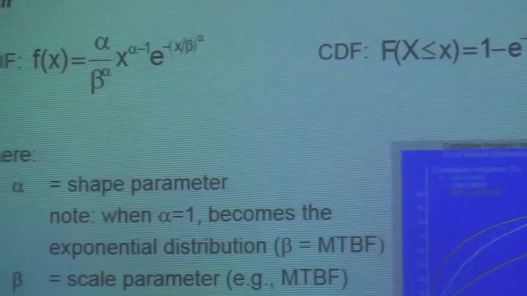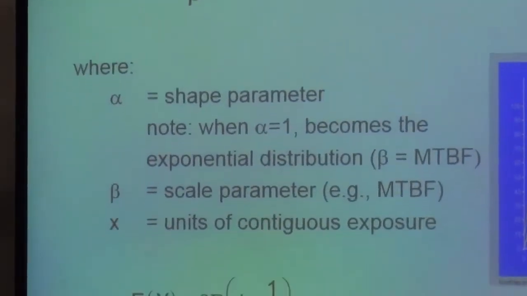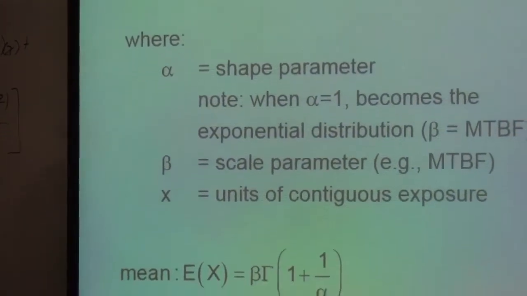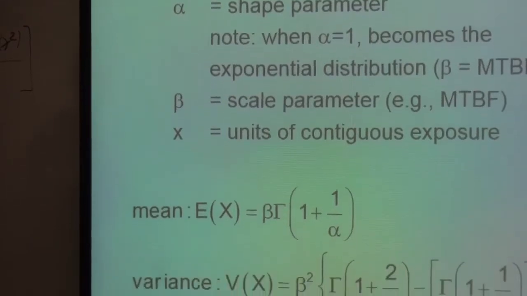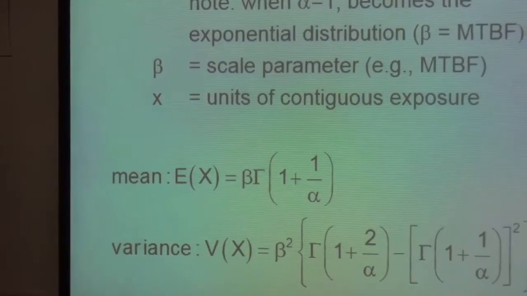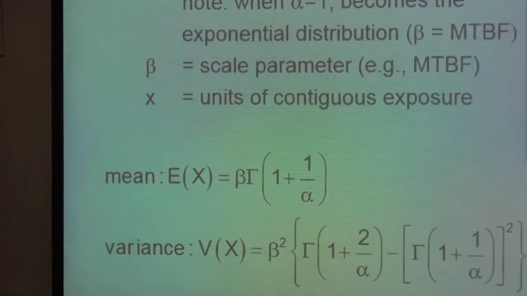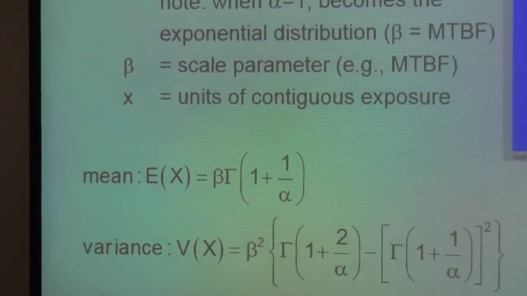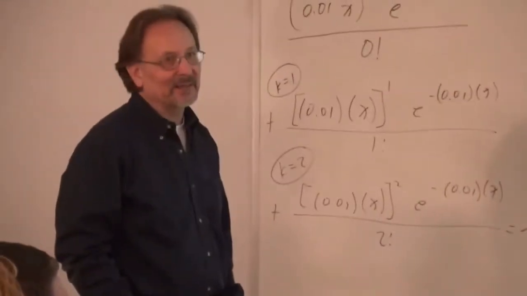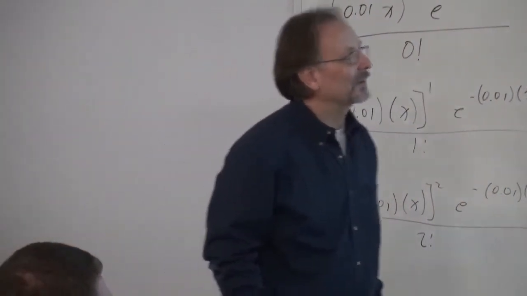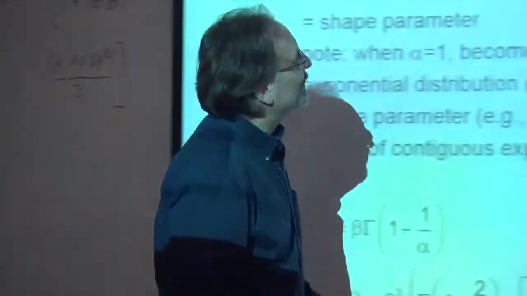It's 1 over lambda. I didn't write 1 over lambda for beta, but that's what it is, because you know what the MTBF is. And X are units of contiguous exposure. I put this in because I thought you would be really interested in it, because the mean and variance of the Weibull distribution is outrageous. You have to use the gamma function to calculate the mean and the variance, and if it's not a positive integer, which it obviously won't be under most circumstances, those become very ugly to calculate. So I just put it in there to illustrate it.